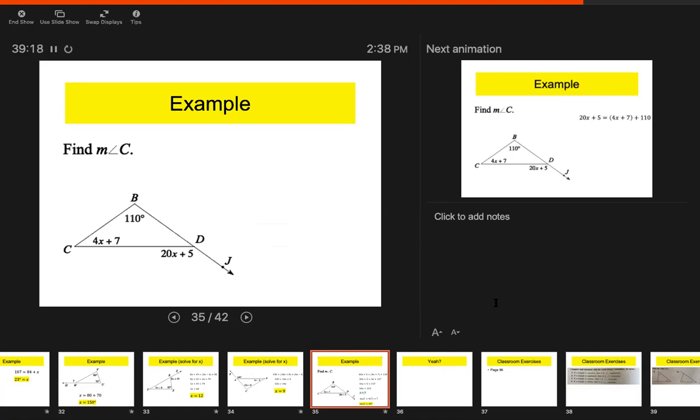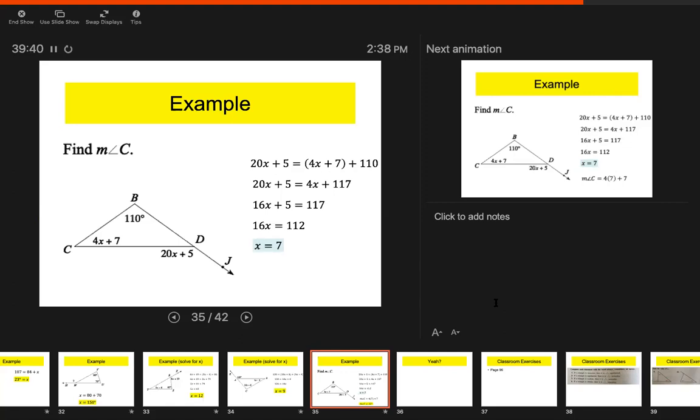20x plus 5 equals 4x plus 7 plus 7. Can you solve that? Go, Jack. What I would do first is subtract 4x. Oh no, 117. Then subtracting the 4x is 16x plus 5 equals 117, and then we subtract 5 is 112, and then x equals... I did it again. Well, I just gave you the answer. Yay, we're done, right? No, we're not done.